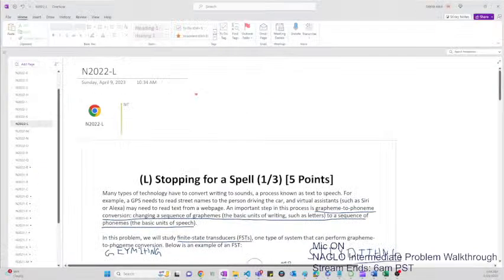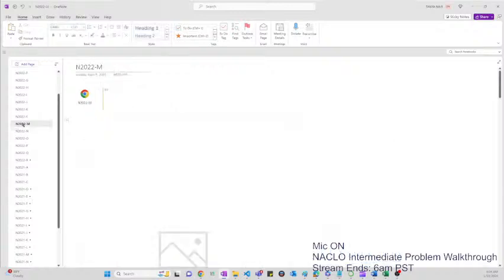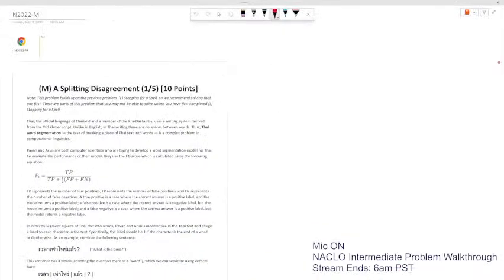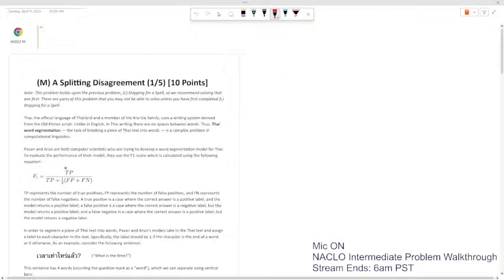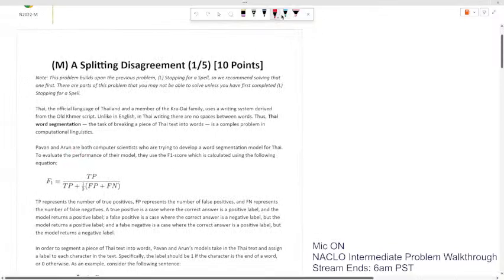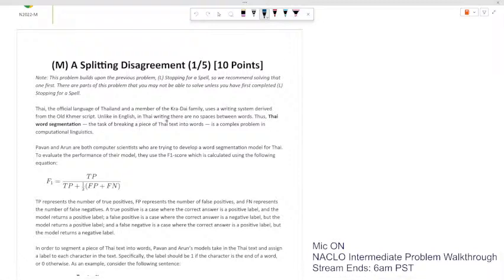Anyway, the next problem I wanted to work on from there is 2022M. For me, I'm not sure. This might be the next one in the... I think this is from the Invitational, but it's still intermediate. So I wanted to use that. This is about Thai. Writing system derived from the Old Khmer script. Unlike in English, in Thai writing there are no spaces between words.